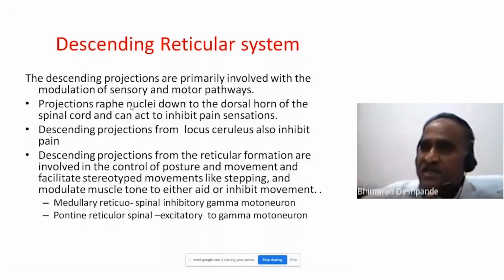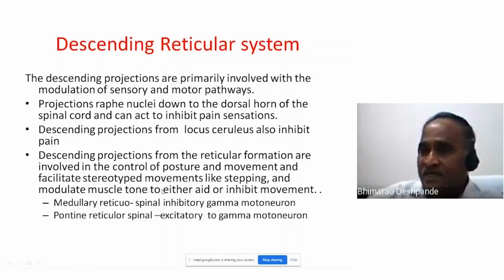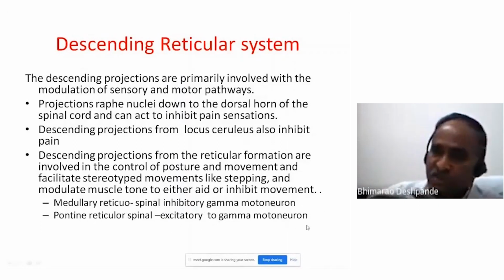In addition, the descending projections are necessary for regulation of posture, movement, and stereotyped movements like stepping, walking, and holding on. So the muscle tone is either supported or inhibited by this. The medullary reticulospinal tract is inhibitory to the gamma motor neuron. The pontine reticulospinal tract is excitatory to the gamma motor neuron.